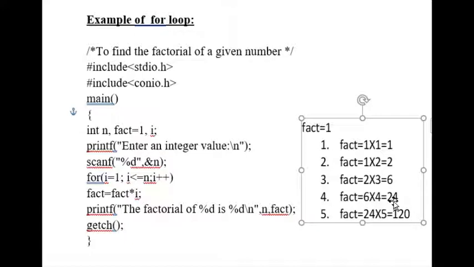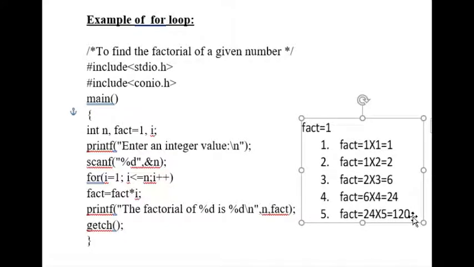Then comes the fifth iteration. In the fifth iteration, the previous value of fact is 24, multiplied by the new value of I, which is 5. So 24 multiplied by 5 is 120.